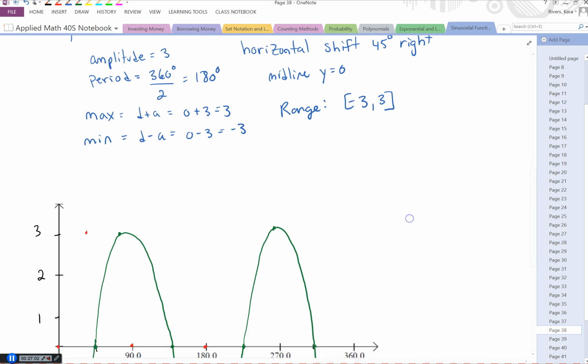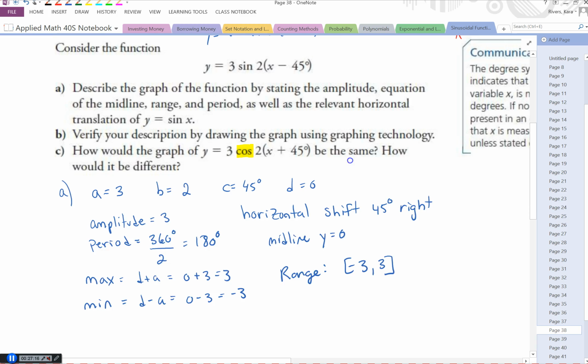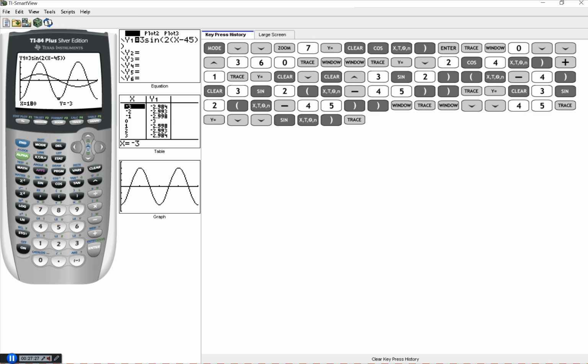Okay, going back up here, it says, how would the graph of y equals 3 cos 2x plus 45 be the same? How would it be different? So I see two differences right away. I see that we're using cos instead of sine, and I see that instead of a minus 45, we have a plus 45. So how does that affect our graph? Well, let's put it in our graphing calculator and have a look.